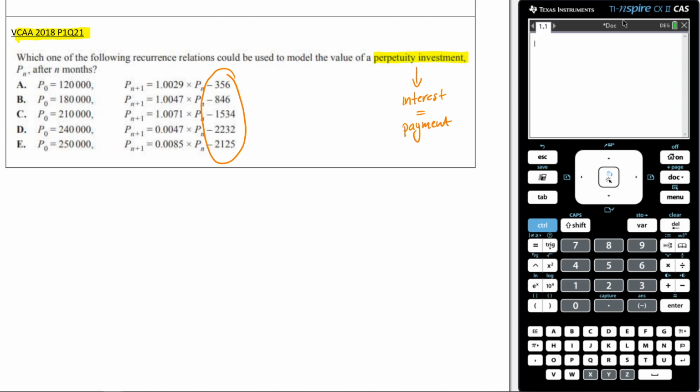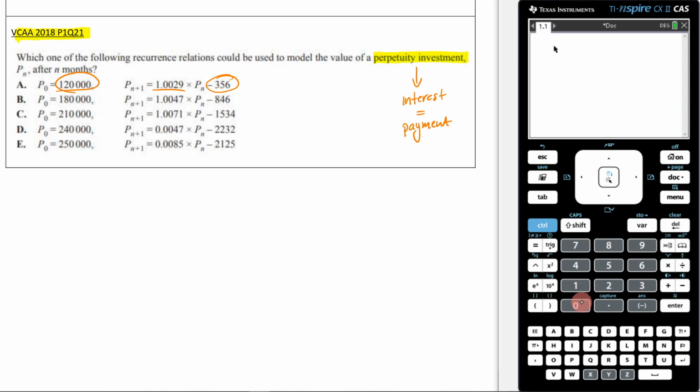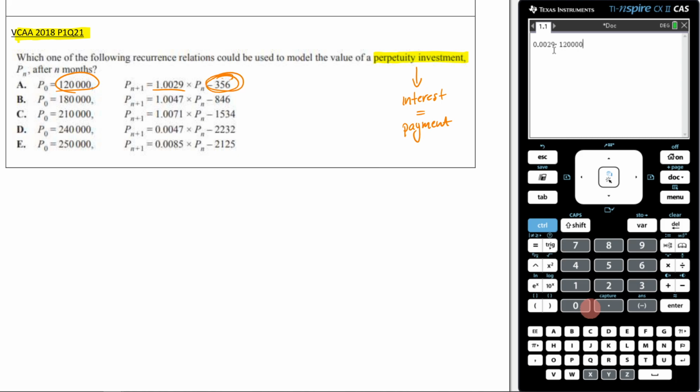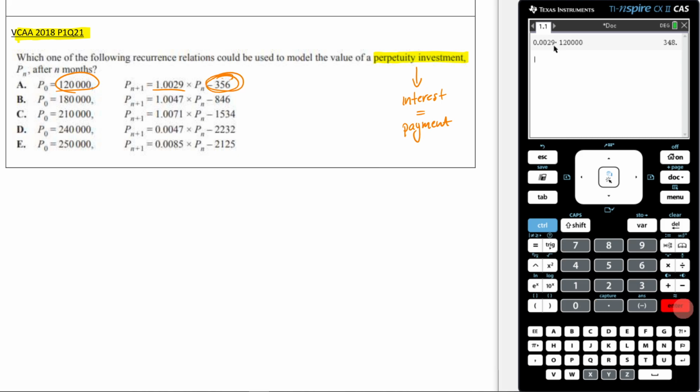So if I was to take the first one, for example, 356 has to be the interest that was generated. This here is telling me the interest per month of this much money. So if I was to take 0.0029 and times it by, whoopsie daisy, and times it by 120,000, my answer should be 356 if this is a perpetuity. But as you can see, it's 348.